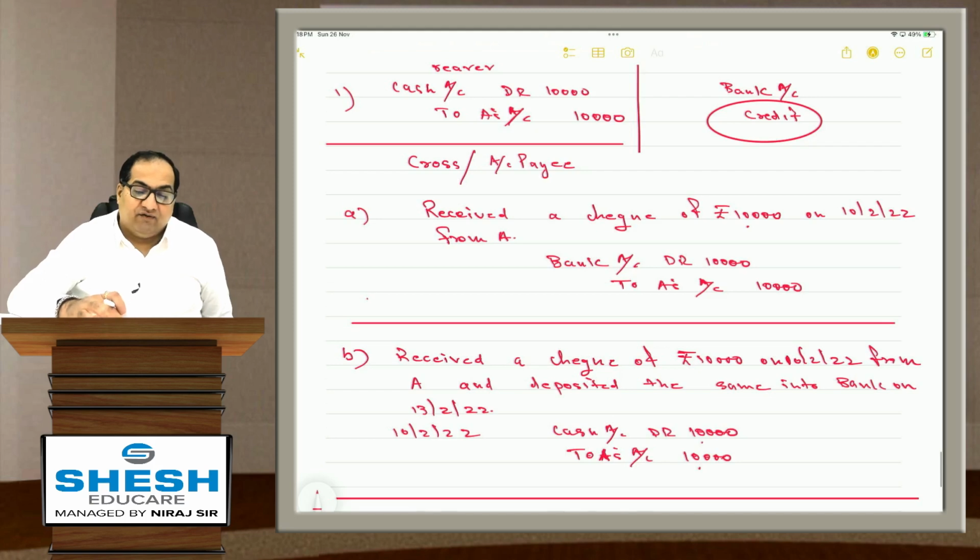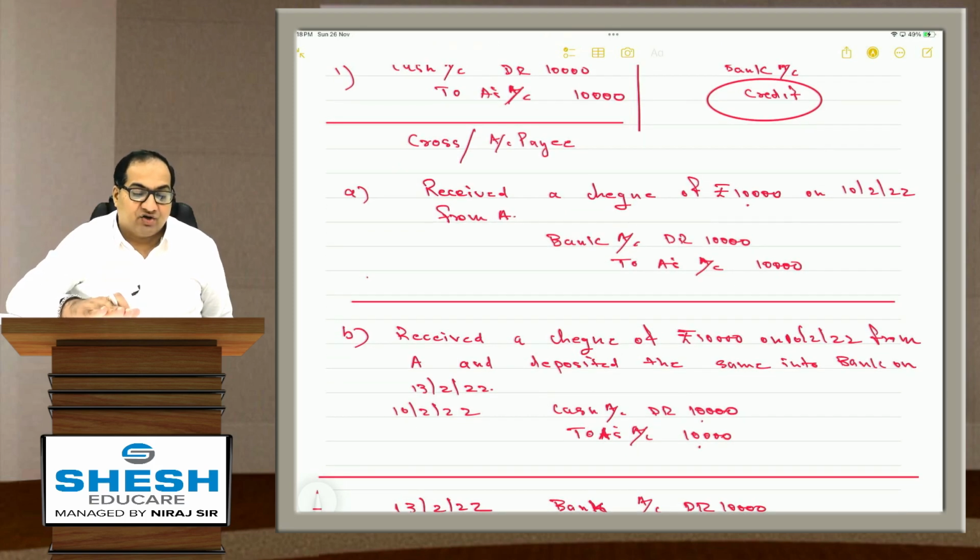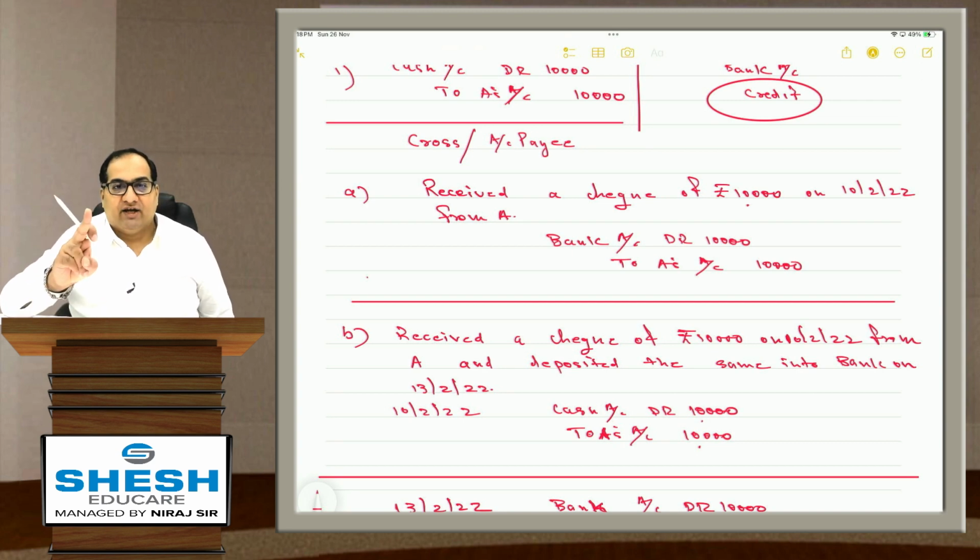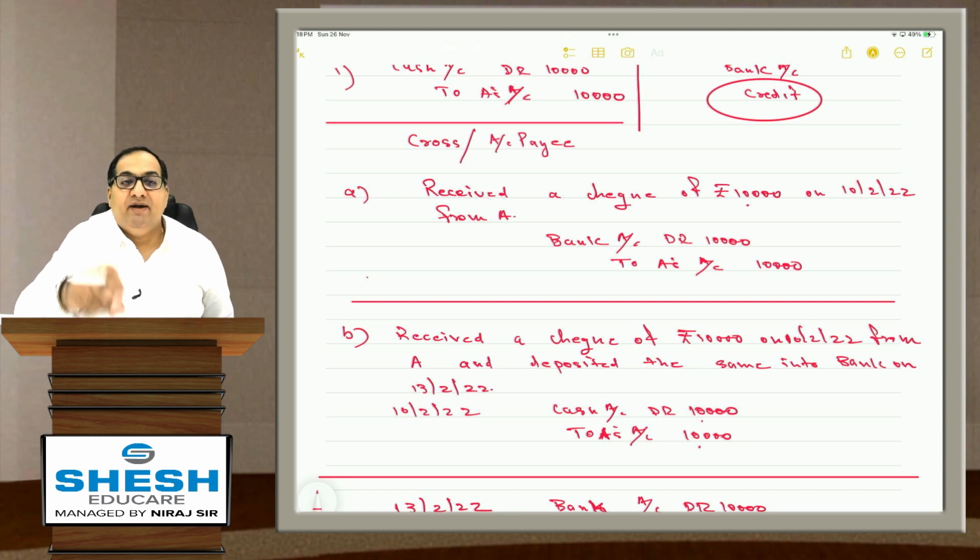As I discussed in the first example, they gave us instruction that I have received a check of rupees 10,000 on 10th of Feb, and in any further adjustment it was not mentioned that it is deposited on 13th or 14th or 15th. So it is understood, implied, concluded that it was deposited on the same date. So bank is the receiver, so bank account was debited by 10,000. If you received the check today and deposited it in the bank today, you will debit the bank account.